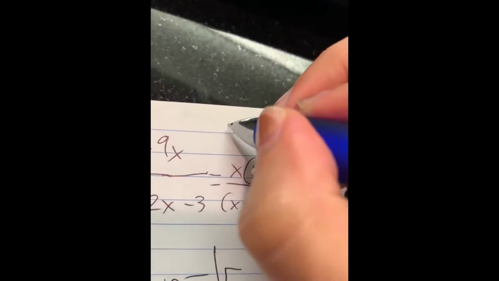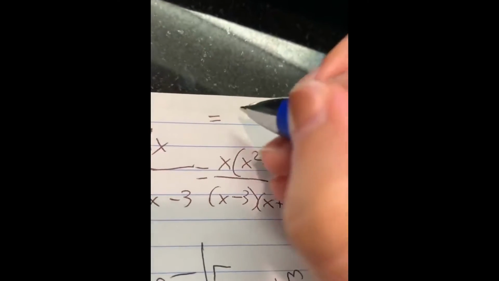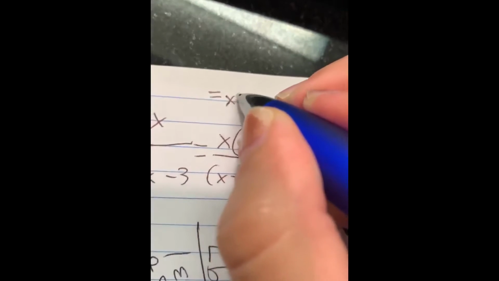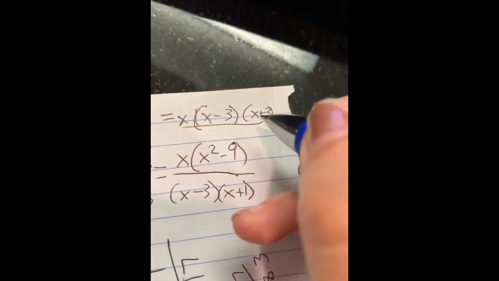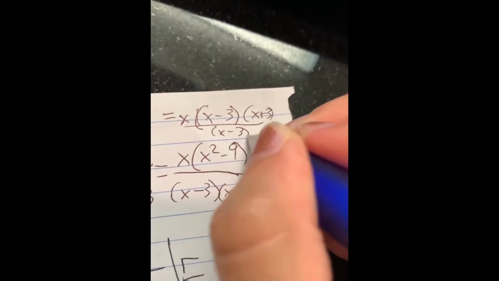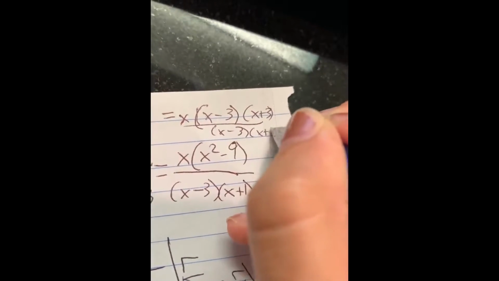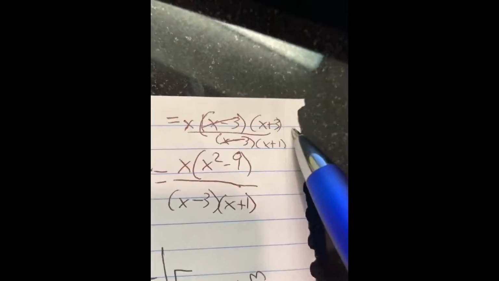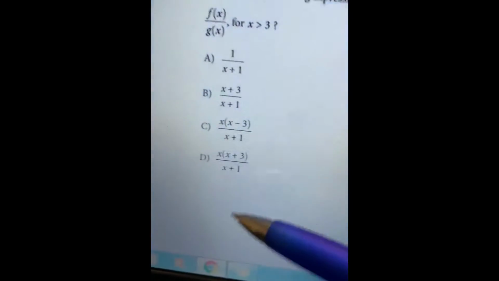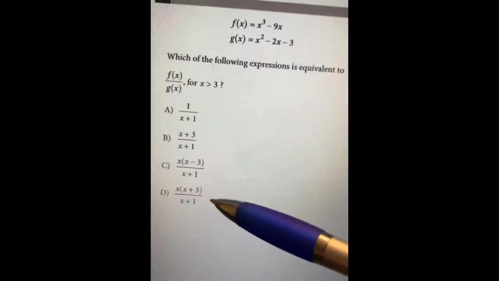I'm just going to continue my work up here. Sorry, I don't have space. This is going to equal x. Oh gosh, it's so hard without the other hand. x multiplied by x minus 3 times x plus 3 divided by, again, x minus 3 times x plus 1. So these two cancel out. So then your final answer is going to be x times x plus 3 over x plus 1, which is answer choice D, final answer.